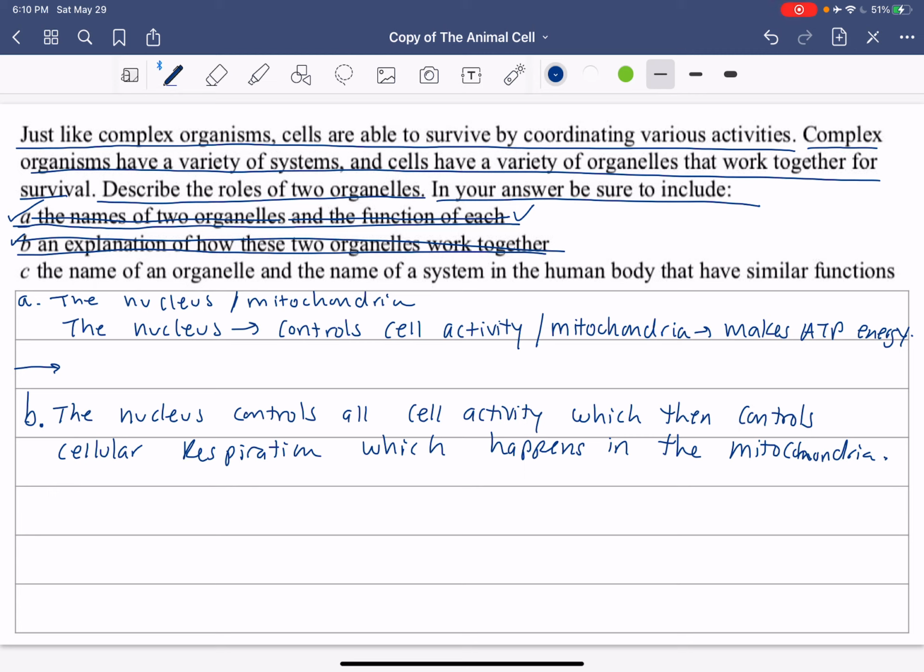Okay, now they want C. I'm not going to skip one. The name of an organelle and the name of a system in the human body that have similar functions. You only need to answer one, but I'm going to give you several. We know one because we already did 2 questions on it. The cell membrane. It removes toxins, right? Removes toxins. And that is like the excretory system. That's one. Another one is the nucleus. Controls cell activity.